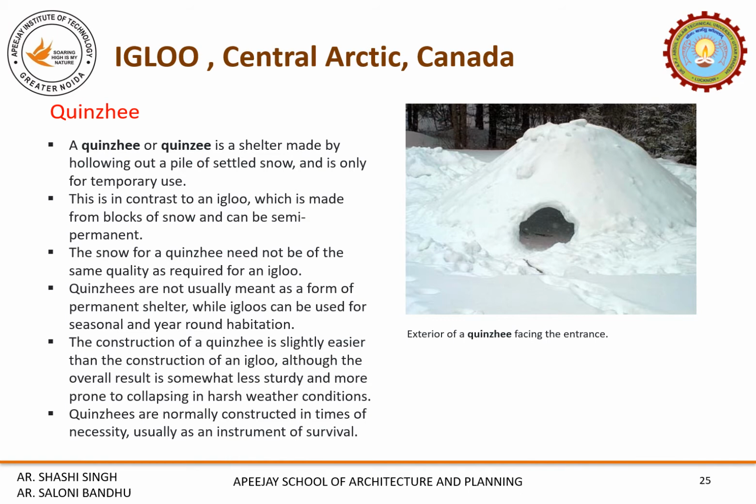Quinzee is a temporary structure, whereas an igloo can be used for seasonal and year-round habitation. The construction of these is easier as compared to an igloo. The overall structure is less sturdy and more prone to collapsing in harsh weather conditions. These are constructed in times of necessity and usually used as an instrument of survival.